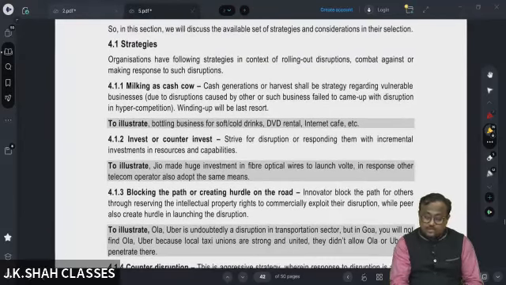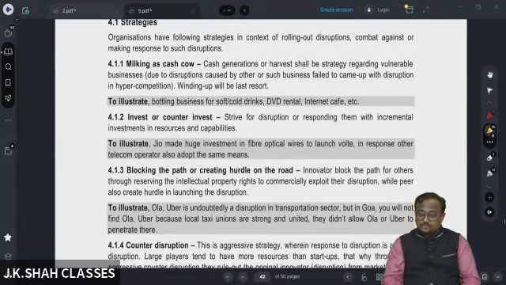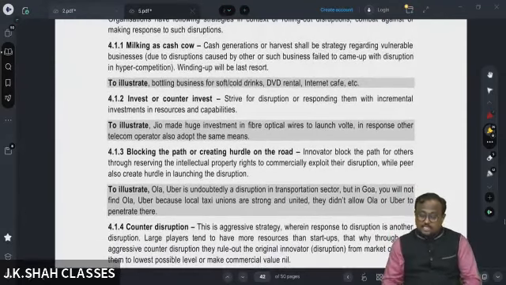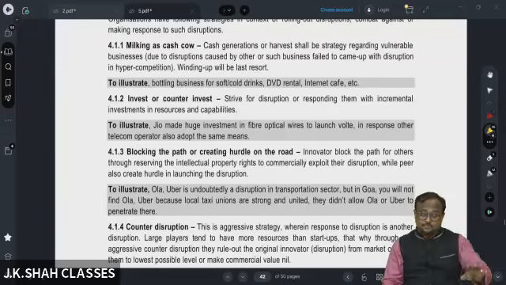Milking as cash cow. Okay, what are the strategies for rolling out disruptions or to fight against disruptions? Milking as cash cow means whichever business is flourishing, get the maximum out of it.